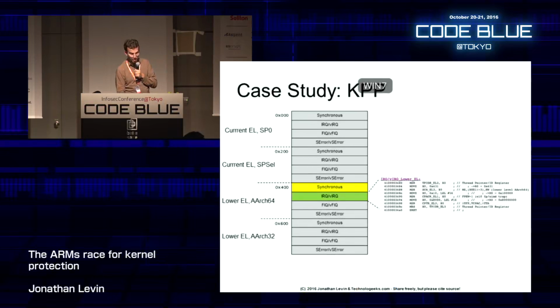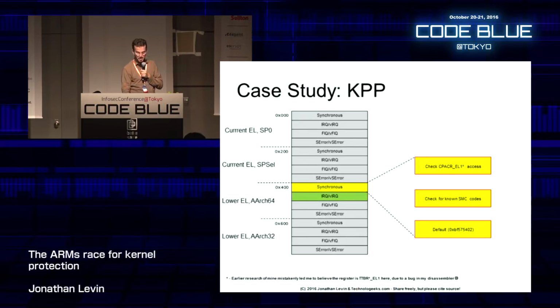Now, going back to here, you'll see that there are basically three cases. The first is the CPACR EL1 access. I should point out that originally, when I was initially starting my research, I was presenting this at MOSEC in Shanghai, and that's where I mistakenly thought it's TTBR EL1. This is because my disassembler had a bug. It happens when you write your own disassembler and you don't use something much easier like Capstone. But anyways, the idea is that CPACR is the main one, and then we check if we got there through that. And after that, we check for known SMC codes, which we'll see in a second. And if we got there by some unintended case, we throw an exception. And that exception is this particular code, which is BF575402.